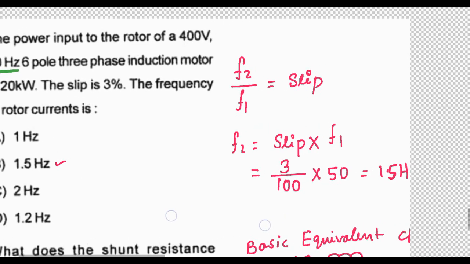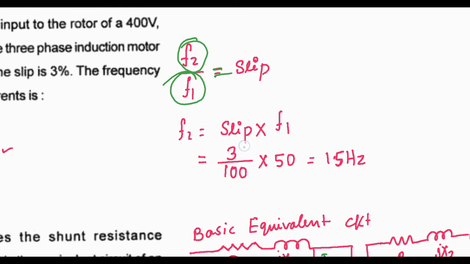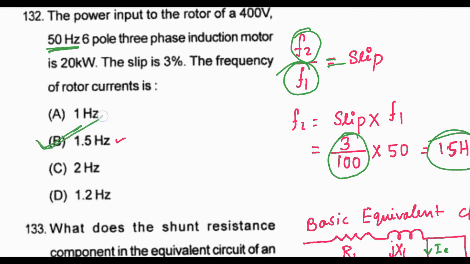So we know that frequency of rotor by frequency of stator is equal to the slip. So frequency of rotor, that is F2, will be slip into frequency of stator, and frequency of stator is the supply frequency, that is 50 Hz, and slip is given to be 3%, that means 3 by 100 into 50, and this is coming to be 1.5 Hz. So answer will be 1.5 Hz, option B.